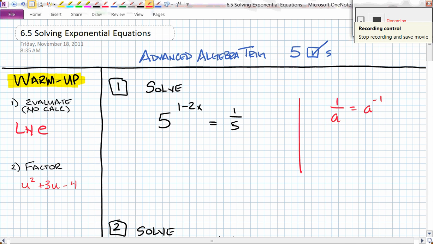Natural log of e. What'd you get? Yeah, it's 1. Why is that 1? This is just log base e of e. So anything log base a of a, of course, has to be 1. So the natural log of e, of course, has to be 1.